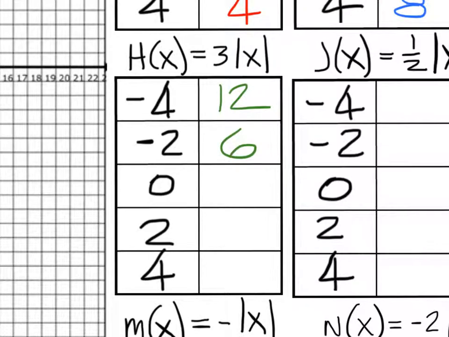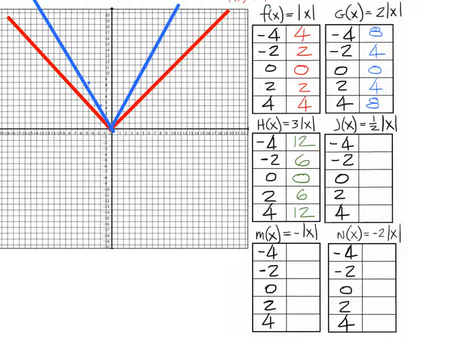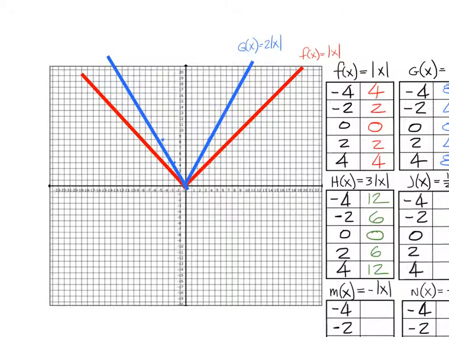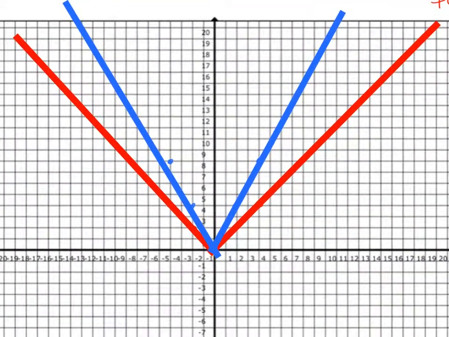If I plug in a -2, what do I get back? 6. What about 0? 0. 2? 6. And then 4. We'll get back a 12. All right, so we're going to start with -4, 12. We'll do this one in green. Let's see. So it should be right about here. -4, 12.